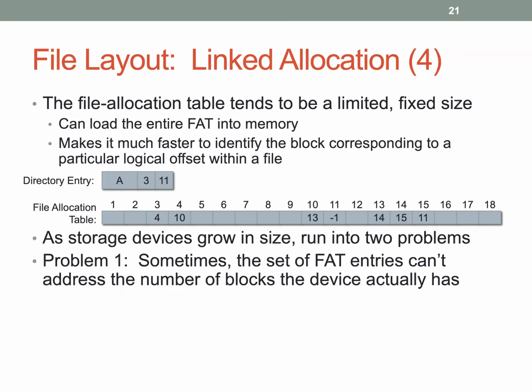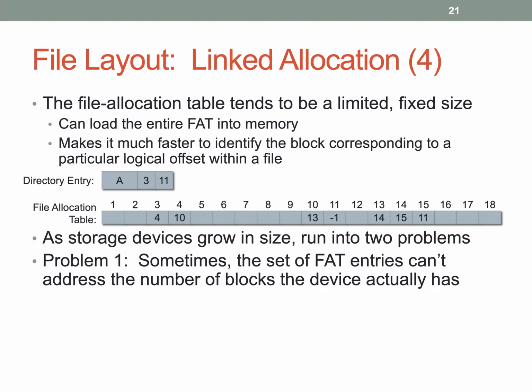So yeah, you have these problems. One is sometimes a set of FAT entries can't address the number of blocks the device actually has. Old disks would only have, I'm trying to remember, 9 sectors per cylinder, and they might have 40 cylinders. So let me try to do some math in my head really quick. That's like 280 sectors, something like that. Some of them wouldn't be accessible. And so you could get away with an 8-bit file allocation table entry, okay?